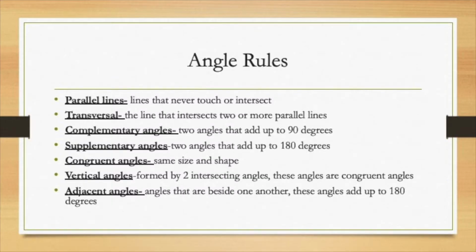Parallel lines: lines that never touch or intersect. Transversal: the line that intersects two or more parallel lines. Complementary angles: two angles that add up to 90 degrees. Supplementary angles: two angles that add up to 180 degrees. Congruent angles: same size and same shape.